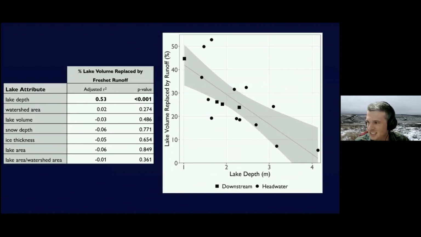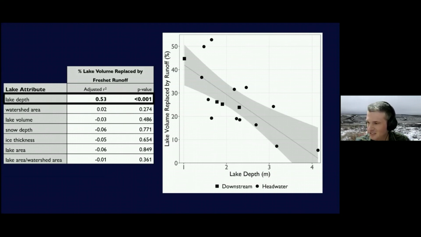There was a really strong relationship with lake depth. On the y-axis here, we have the amount of lake volume replaced by runoff, and on the x-axis, we have lake depth. You can see that as the lake gets deeper, less of its water tended to be replaced by runoff. That slope is about 13% per meter of lake depth. So if a lake is 3 meters versus 2 meters, there's 13% less replacement of the lake water in the deeper lake.